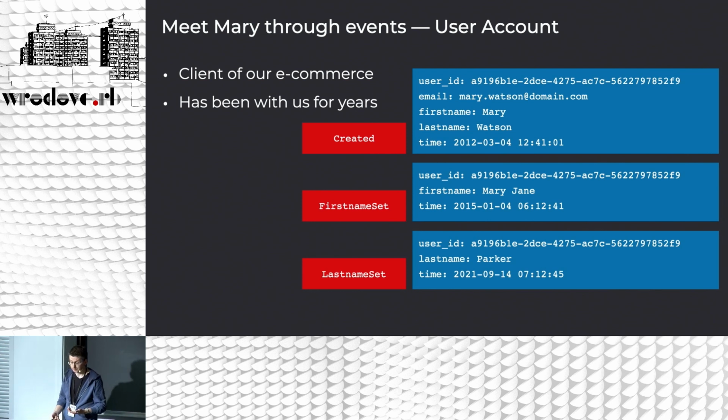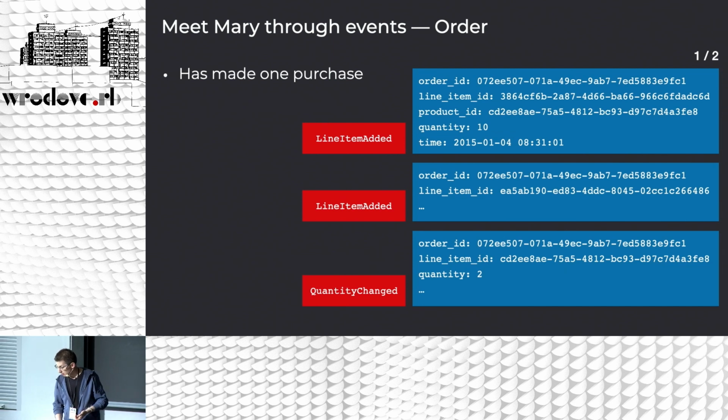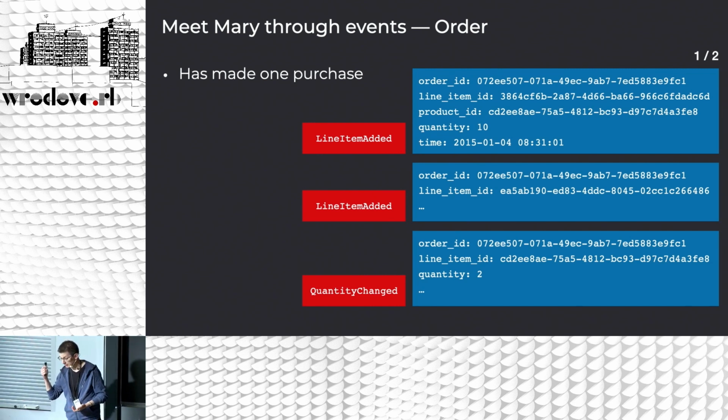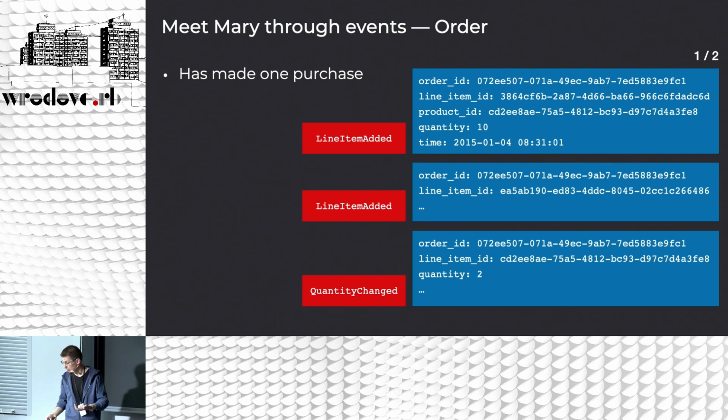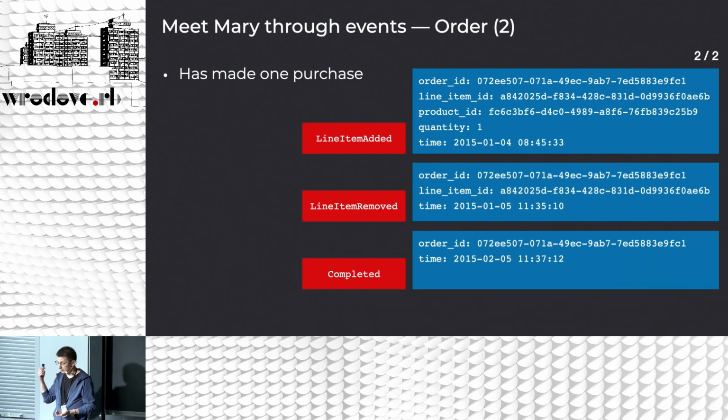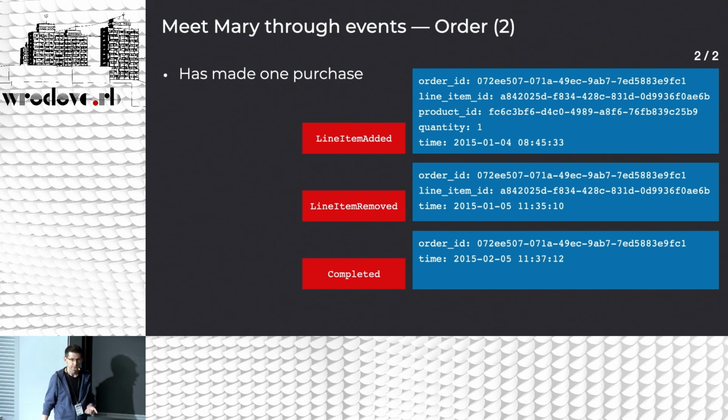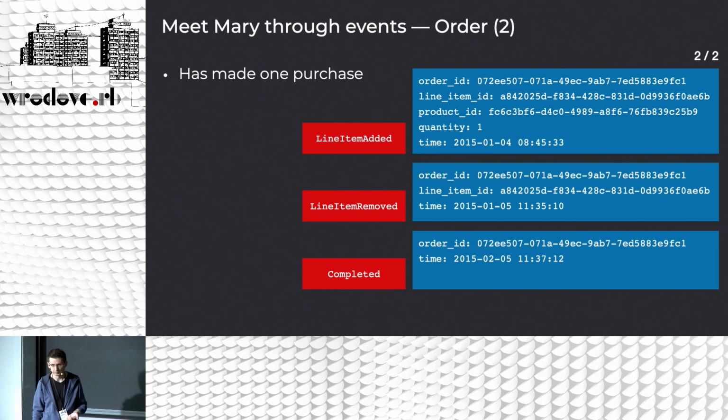So she made an update. Later on, she made one purchase. She added something to her order, then another thing, then she adjusted the quantity. Well, she added too much at first. We all know that already. But if we go further, we see that she added one more thing. Then she was thinking about it for, if you look at the time, a day or so. Then she removed it and finalized the order.